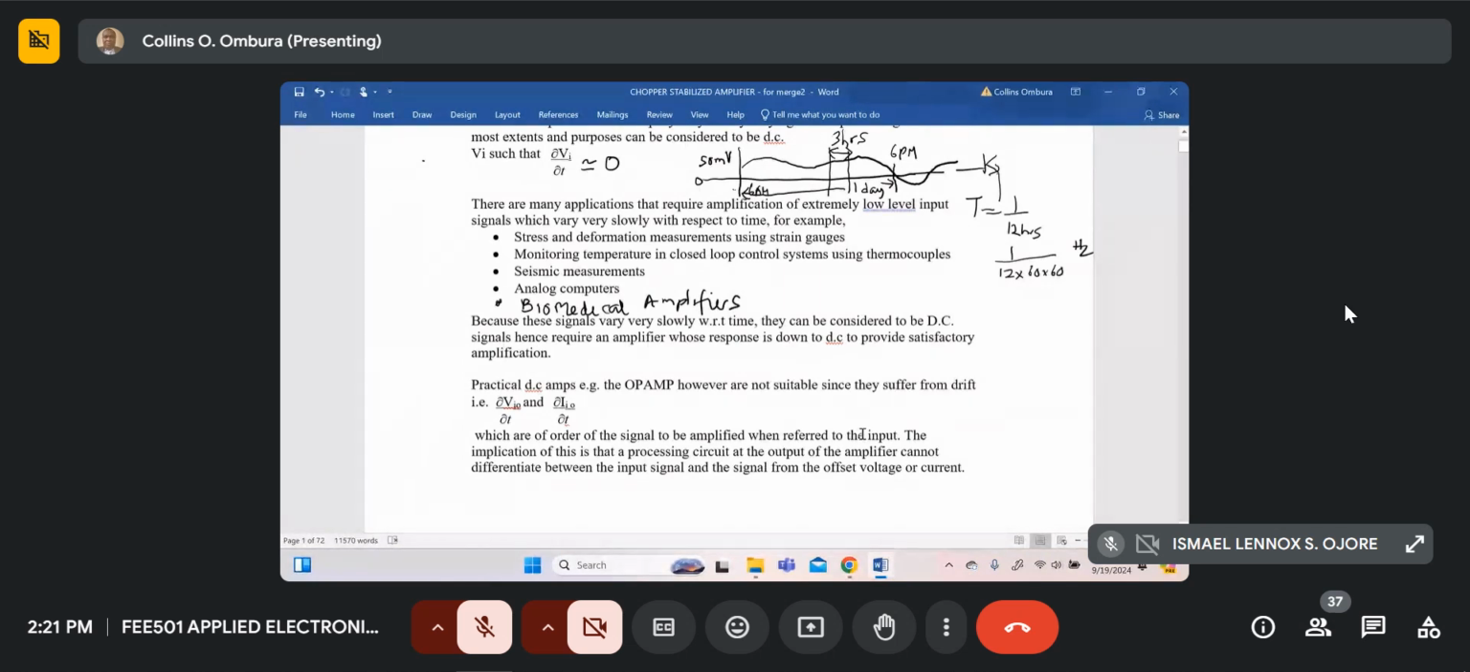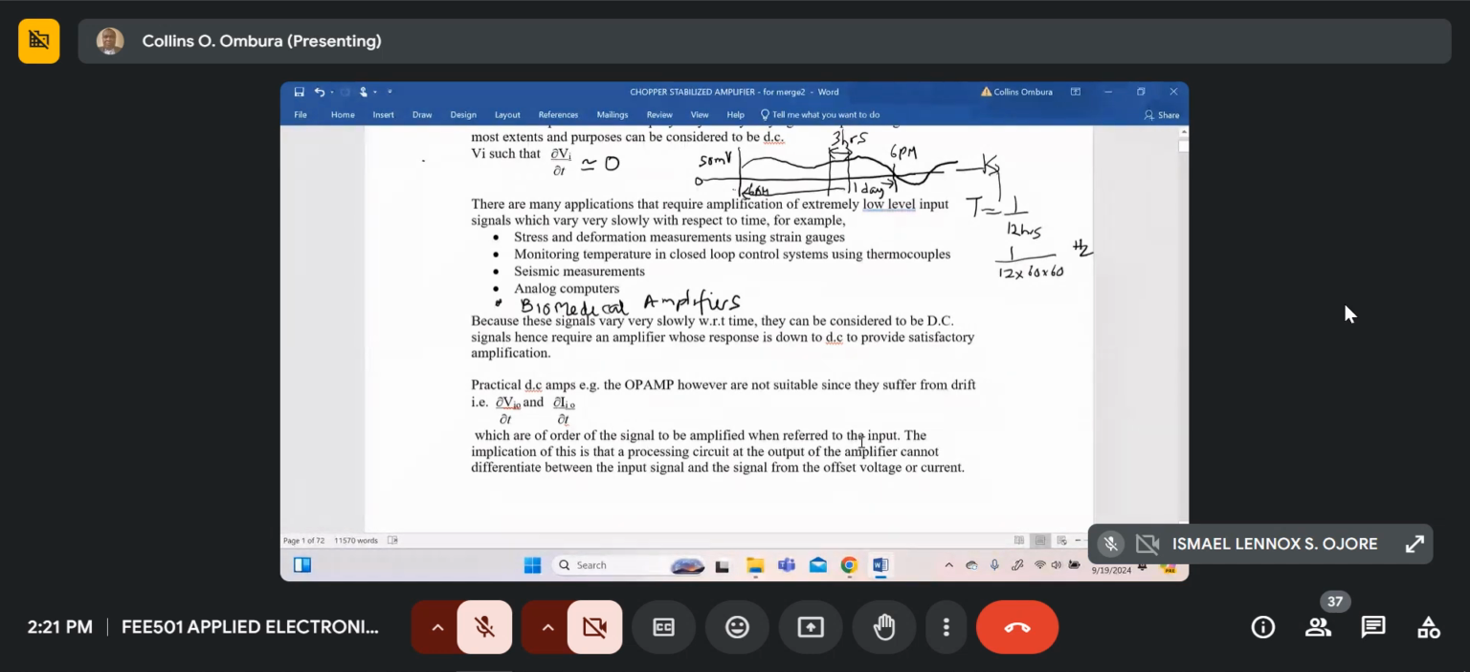The manufacturer of the op-amp can give you this VIO and IIO with respect to the output of the amplifier. If you know the gain of the system, you divide that value and get the VIO with respect to the input. Then you compare it with the signal that you want to amplify. So we find that typically their magnitude is almost equal to that of the signal being amplified.